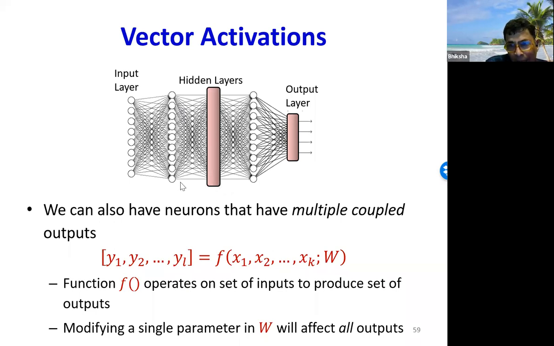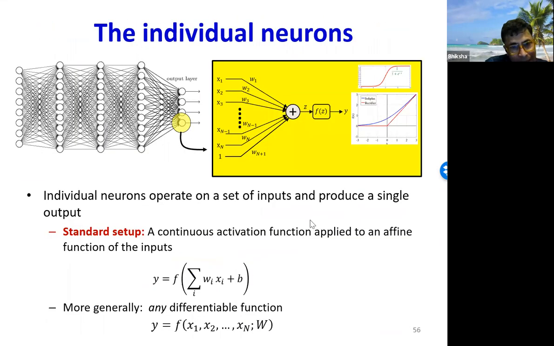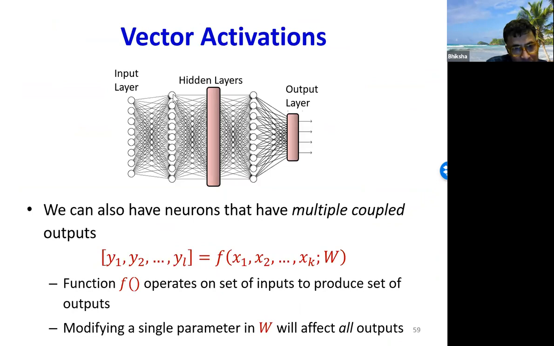Now, this too will have many parameters, but there's a fundamental difference between that and this. Here, if I change any one parameter, only one output is going to change. Whereas here, if I change, say, a parameter of an edge coming in here, all of the outputs will change. So in this case, a better notation than saying y equals f of x is to say the collection of outputs y is a function of the collection of inputs. So this is a vector activation.